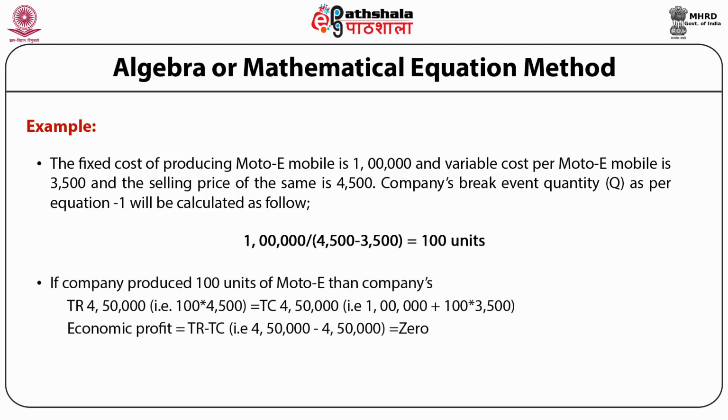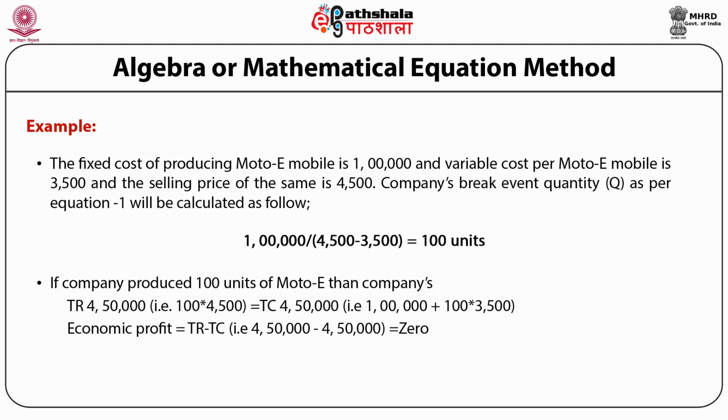That means if the company produces 100 mobiles, only then will the company be at the break-even point. So in case of 100 units of mobiles, the company's total sale will be equal to 100 into 4,500, that is 4,50,000, and its total cost, that is fixed cost 1 lakh plus total variable cost, that is 100 into 3,500, that is 3,50,000. 3,50,000 plus 1 lakh is equal to 4,50,000. So total sale 4,50,000 is equal to total cost 4,50,000.